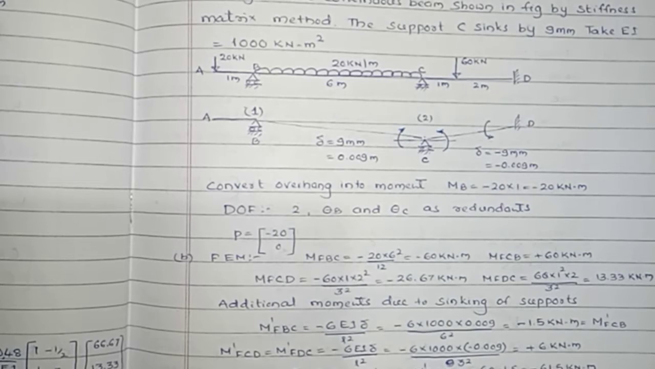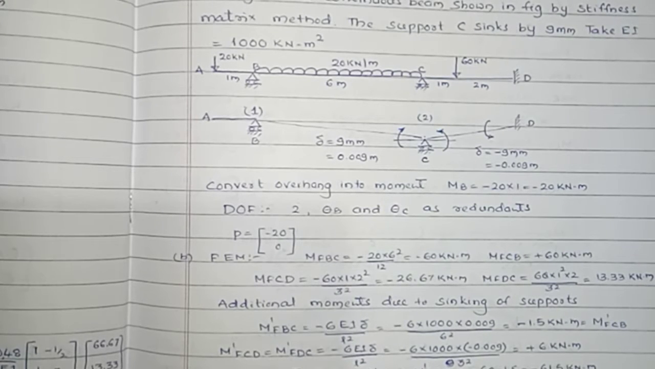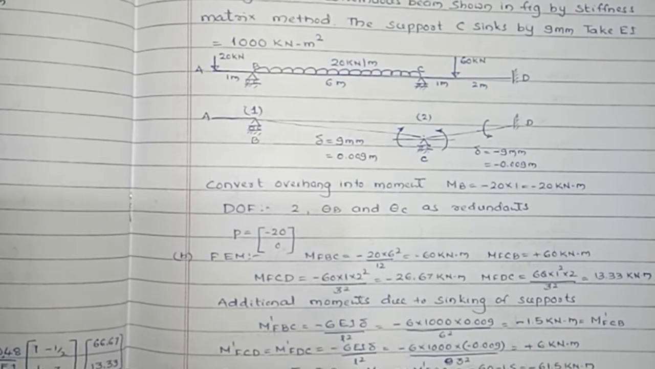Now find out the degree of freedom. The degree of freedom here at B is 1. It allows the free rotation of the end of the beam at support B. Similarly at C, it allows the rotation of the end of the beam. Similarly at D, it is neither permitted to move nor permitted to rotate in any direction. Hence the degree of freedom is 2, that is theta B, slope at B, and theta C, slope at C.